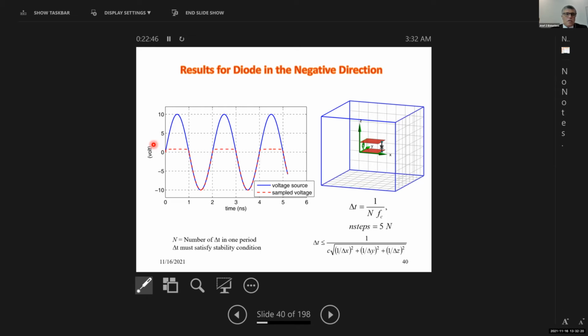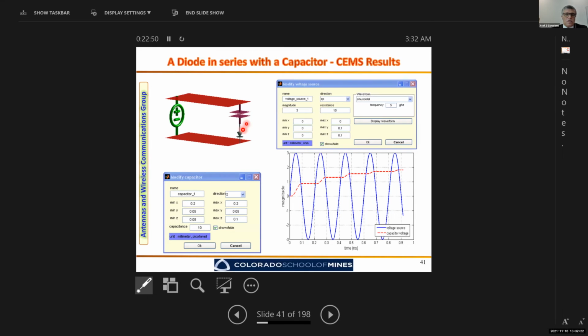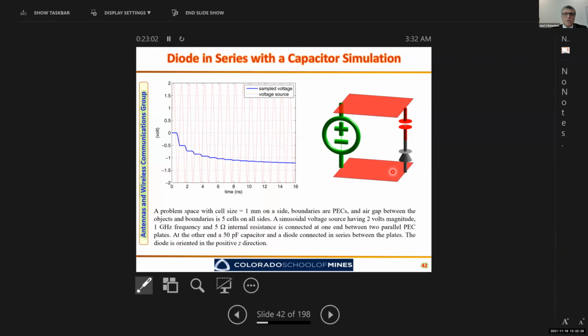You can also see that we can add a capacitor in series with the diode, and the diode is going to be turned on and off, and the capacitor is going to be charged only when the signal is going through. So you can see the incremental charge of the capacitor in one direction, and if I reverse the polarity of the diode, then you can see that this charge is going to happen in the opposite direction. All what you see here is basically captured voltage and current from the finite difference time domain simulation for these circuits.